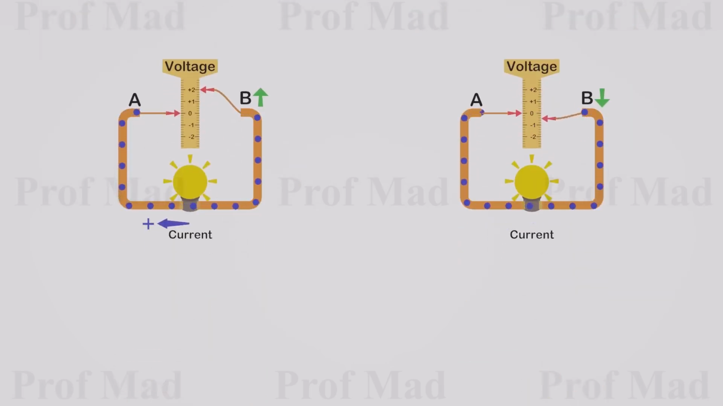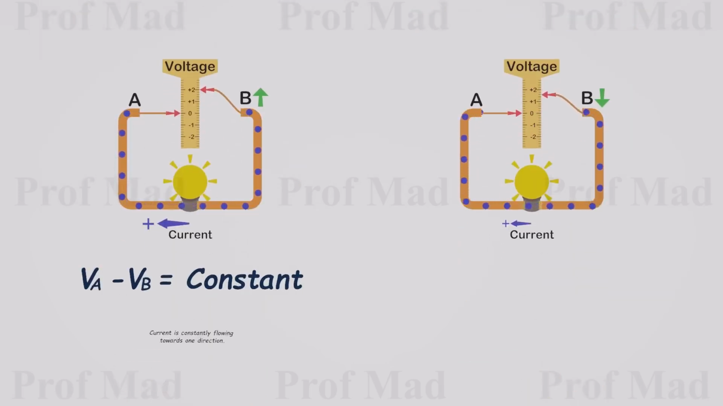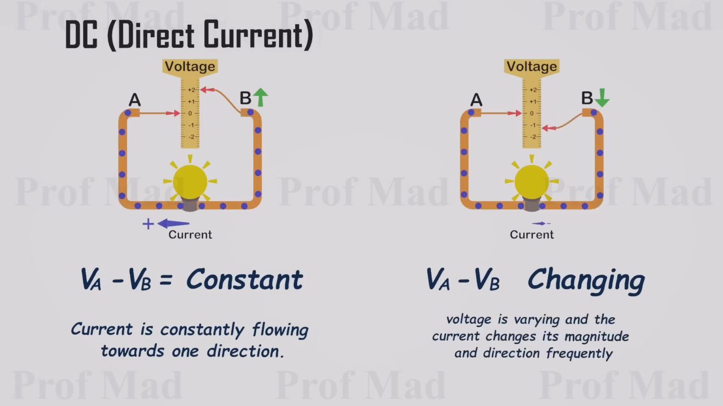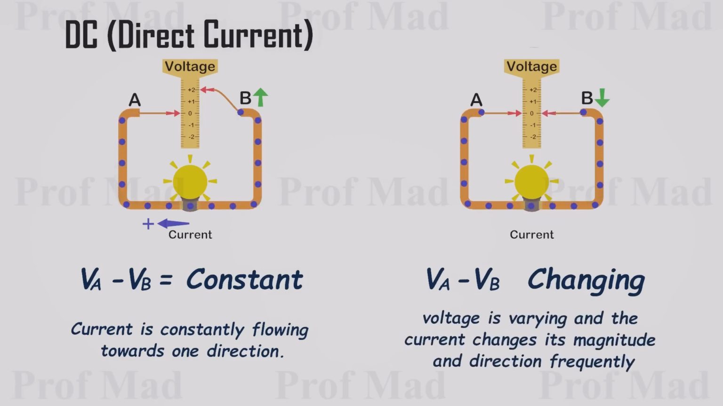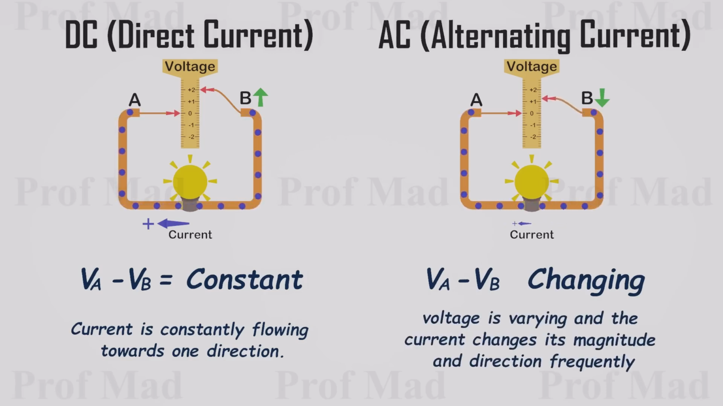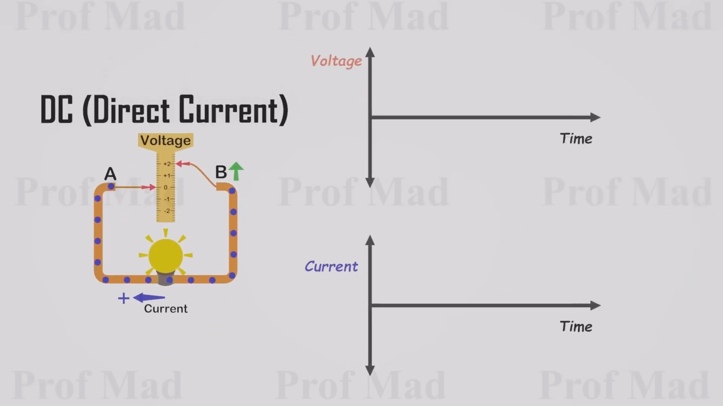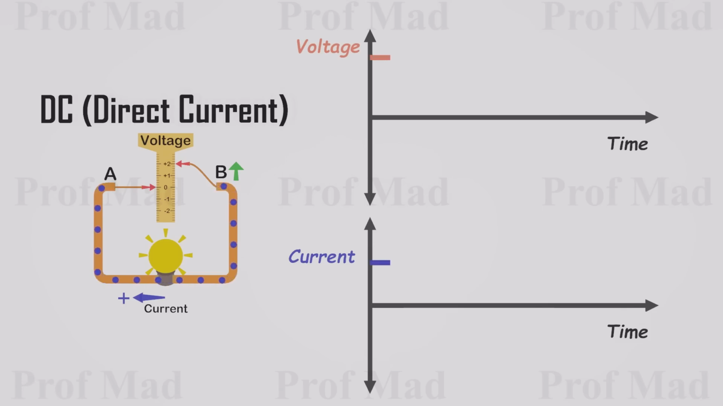When the voltage difference between A and B remains constant, we call it direct current. When the voltage varies, and current changes in magnitude and direction frequently, we refer to it as alternating current. To gain a better understanding of these two types of currents, we can graph voltage and current. In DC circuits, voltage remains constant, resulting in a constant current.